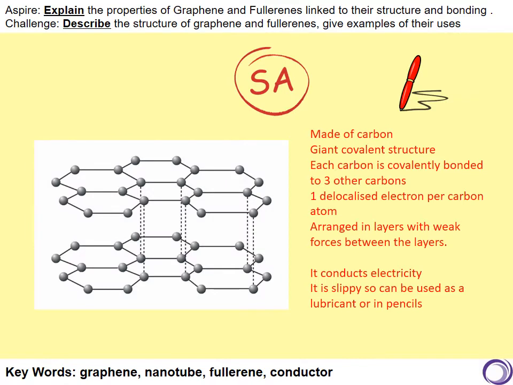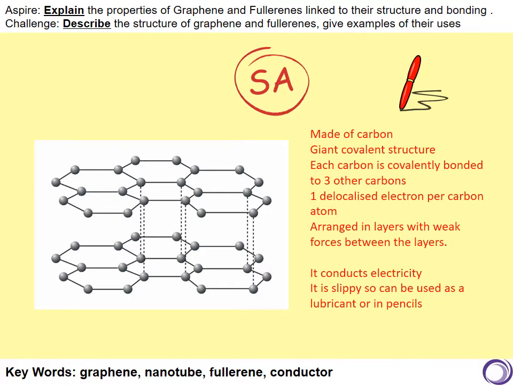Let's self-assess this then. So, key things about graphite: it is made of carbon, it's a giant covalent structure. Each carbon atom is covalently bonded to 3 others and there is 1 delocalized electron per carbon atom. Graphite is arranged in layers that have weak forces between the layers.